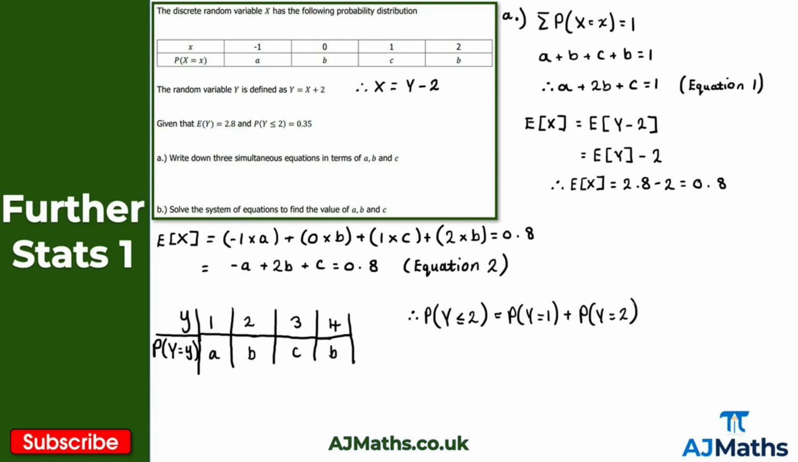Okay. So from here now, we know the probability of y being equal to 1 plus the probability of y being equal to 2 satisfies this probability here, which means my two values would be a and b. So that's going to be a plus b. And we know the probability that y is less than or equal to 2 is equal to 0.35. So that gives our final equation here. That means that a plus b must be equal to 0.35. And that actually gives us our three equations. So that's equation 3.